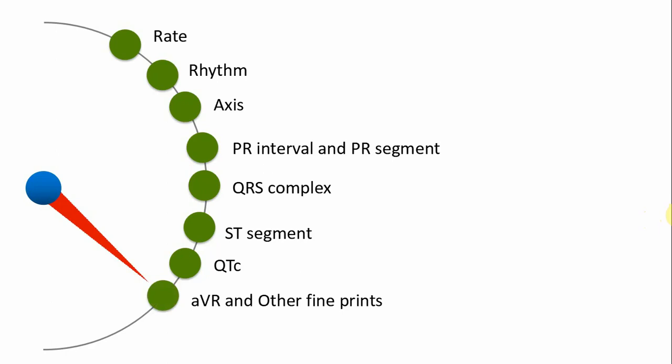If you look at the ST elevation in aVR more than 2 millimeter, that can be left main coronary artery disease. Also, there are some weird and wonderful things, like if the patient has got poor R wave progression. If you look at lead V3 and the R wave is less than 3 millimeter, that can be myocardial ischemia.